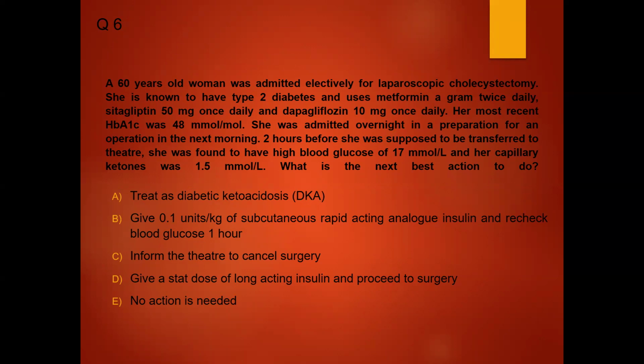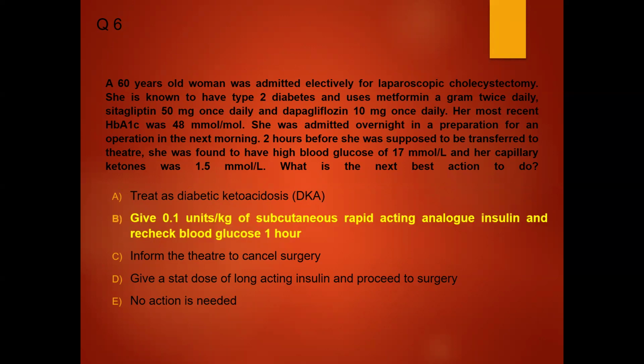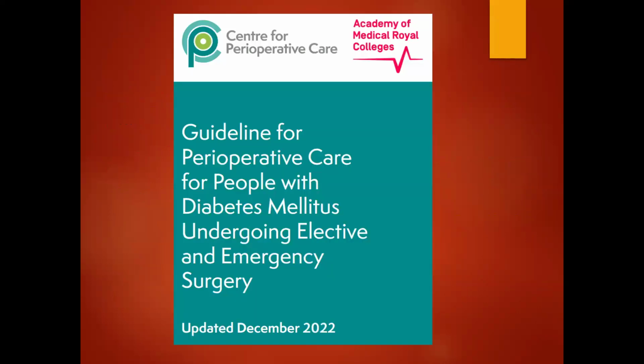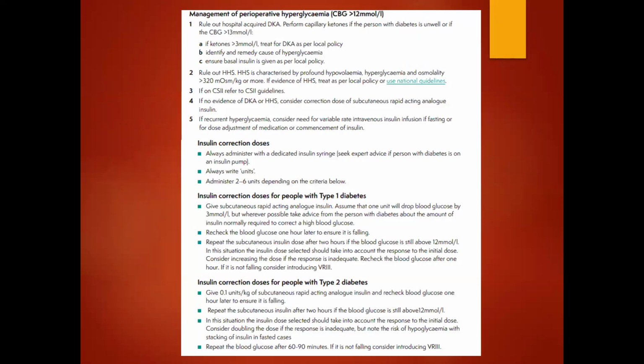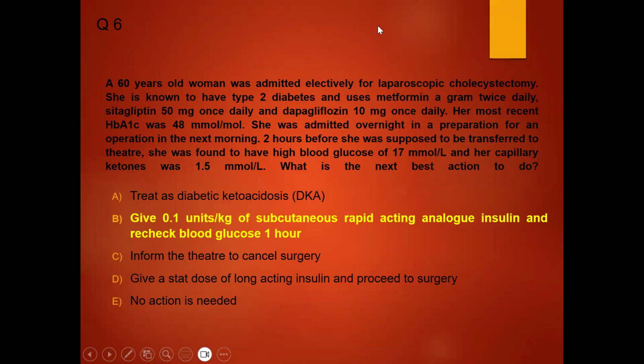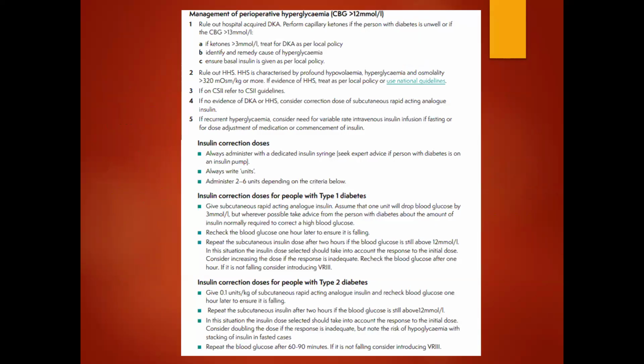So go through the question again. Look at the options. The correct answer is give 0.1 unit per kg of subcutaneous rapid-acting insulin and recheck blood glucose in 1 hour. Again, these are from the guidelines which I mentioned for perioperative care. Important points mentioned for management of perioperative hyperglycemia, which is a CBG of more than 12 millimole per liter, as in this patient.